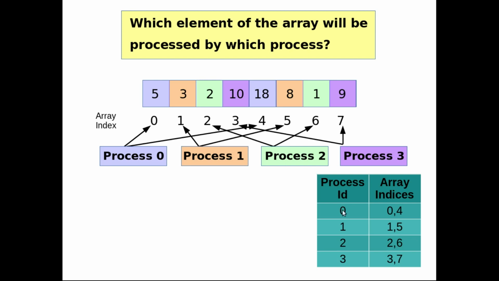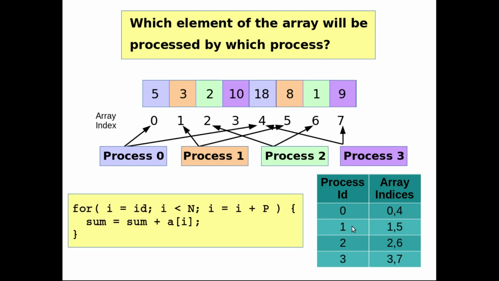So the ID of process 0 is 0, and process 0 will handle A0 and A4. The process ID for process 1 is 1, and process 1 will handle A1 and A5. Similarly for process 2 and process 3. Now this strategy can be implemented using a for loop like that is shown here.